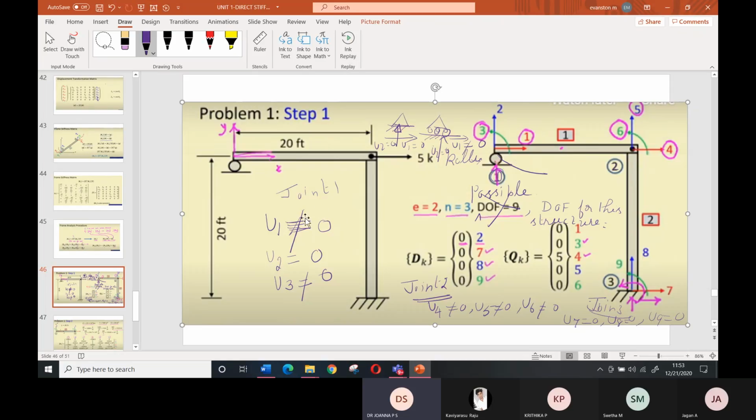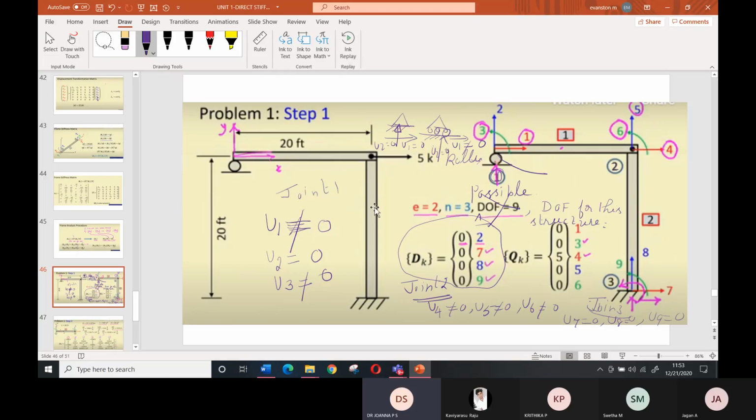Joint 1, joint 2, joint 3. What are the things equal to 0 and not equal to 0? Just note down. That's what I finally have put together. Whatever is equal to 0, I have put it here. Then I'll explain the load vector. Up to this one, you try to draw.